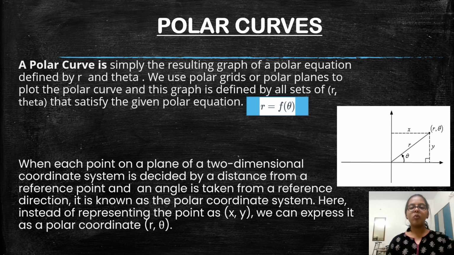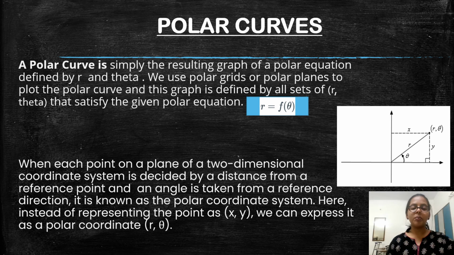To understand what polar coordinates are, we must first know what polar curves are. A polar curve is simply the resulting graph of a polar equation defined by r and theta. We use polar grids or polar planes to plot the polar curve, and this graph is defined by all sets of r and theta that satisfy the given polar equation, that is r is equal to f of theta, where f is a function.